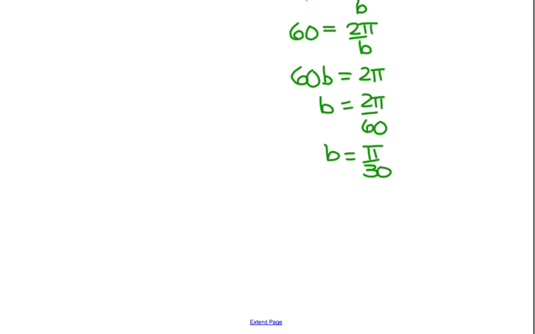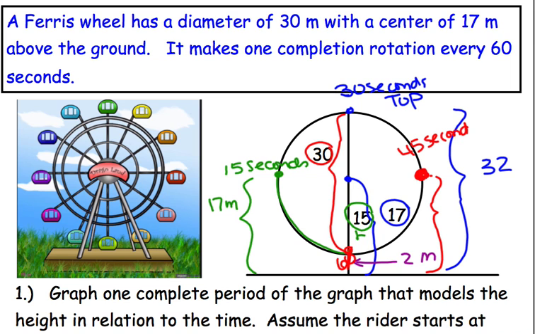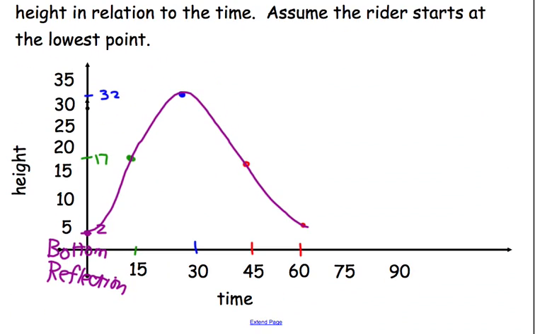Now let's talk about our C. If we go back to our graph at the bottom here, do we have a phase shift? Did we move it at all on the horizontal axis? No, we don't have any phase shift to worry about. It's starting at 0, 0. So our C is not there. It's a 0.